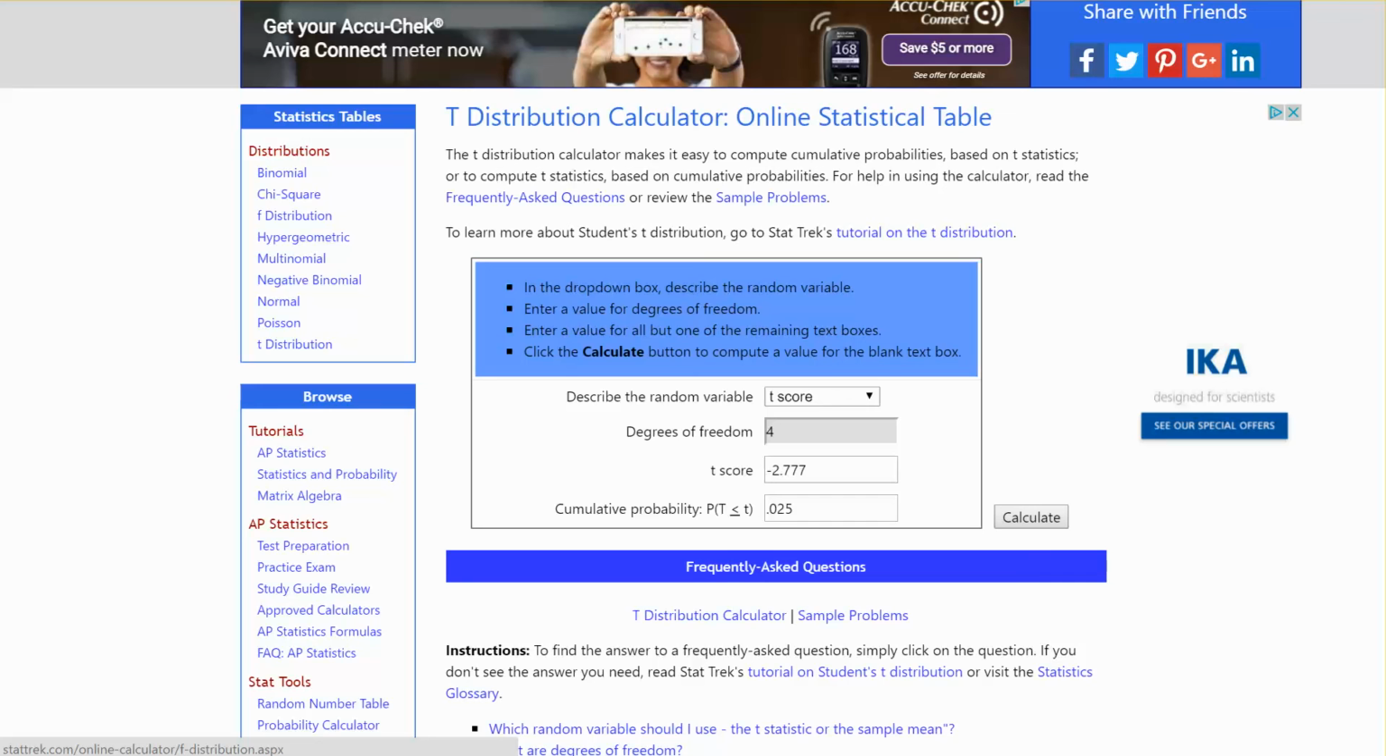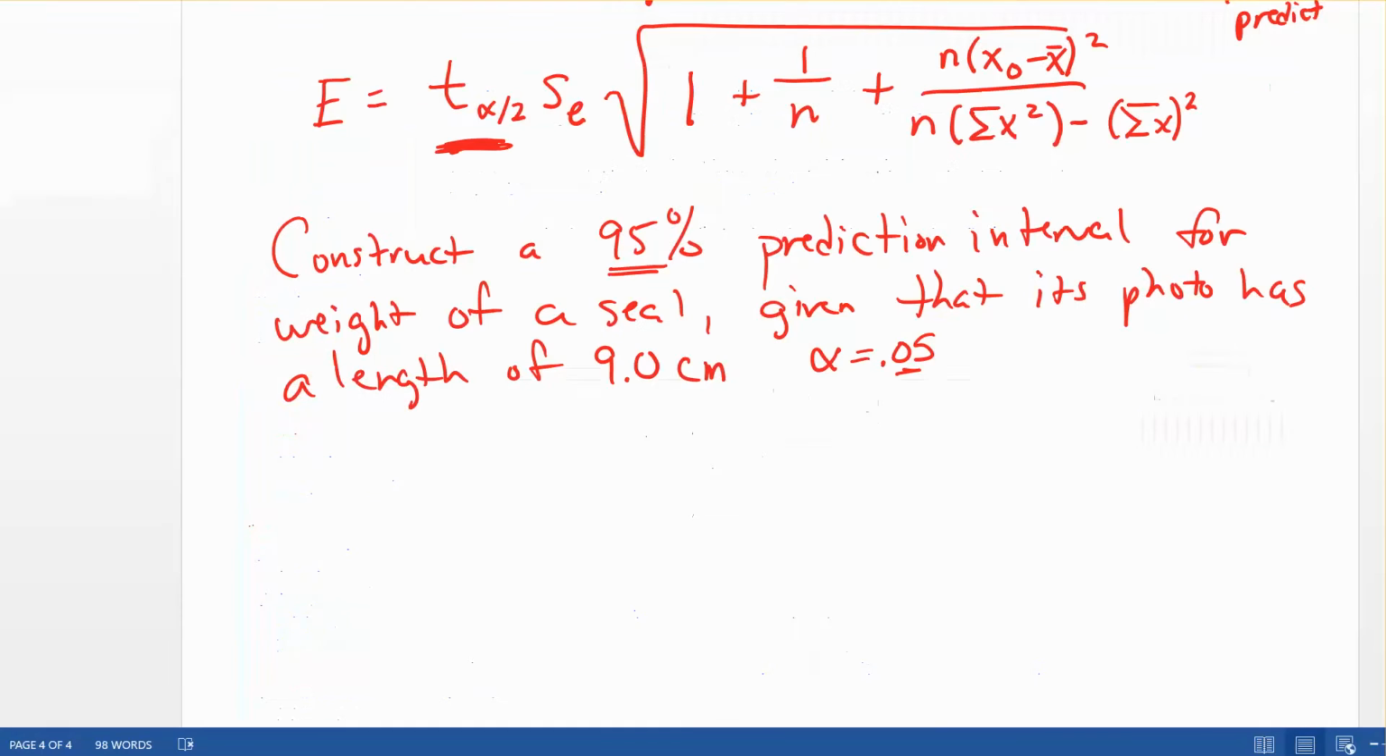So it doesn't really matter which one we use. You can keep the negative or you can make it positive. It's really not going to make a difference here. So if we go back over here, our t-score was negative 2.777. I'm just going to go ahead and use the positive, 2.777 times our standard error. We computed that on the screen before. That was 15.4. So our standard error of estimate was 15.4.